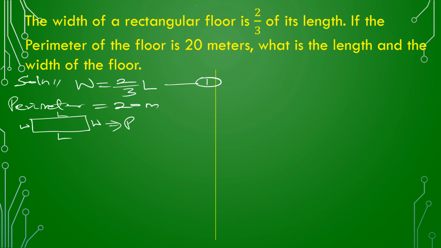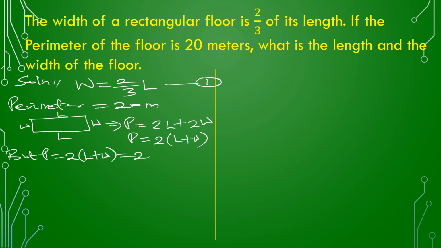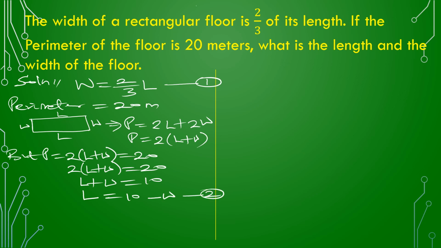The perimeter P is equal to 2L plus 2W, which implies 2 into L plus W. But from the statement, we have that P is equal to 2 into L plus W as equal to what? 20 meters, which simply means 2 into L plus W is equal to what? 20. Dividing both sides by 2, we have L plus W is equal to what? 10. It simply means L is equal to what? 10 minus W. So we call this equation 2.